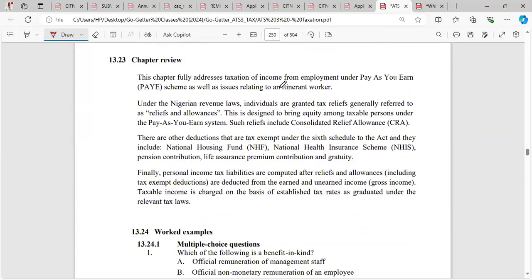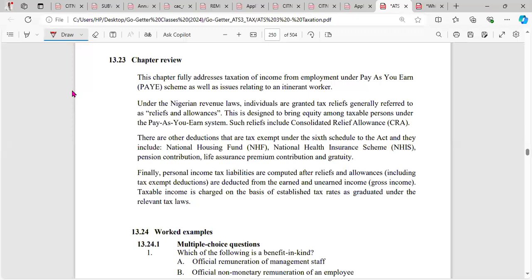Now look at the chapter review. What have we learned today? We have learned taxation of employment income under the pay as you earn scheme. Then we have seen the laws that relate to reliefs and allowances. We saw consolidated relief allowance, which I told you that if it is not up to 20 million, when you are doing CRA, just take 200,000 plus 10%. But if it is more than 20 million, just take your 1% and 20%, or in fact, just do 21%.